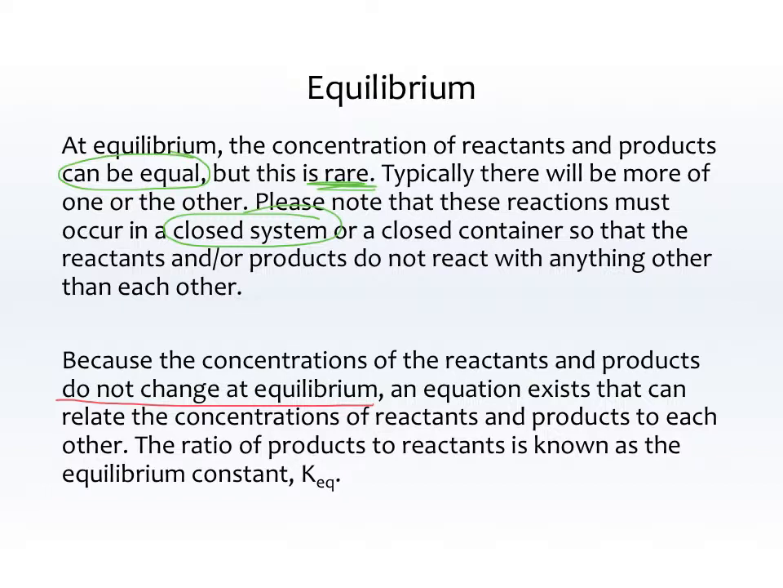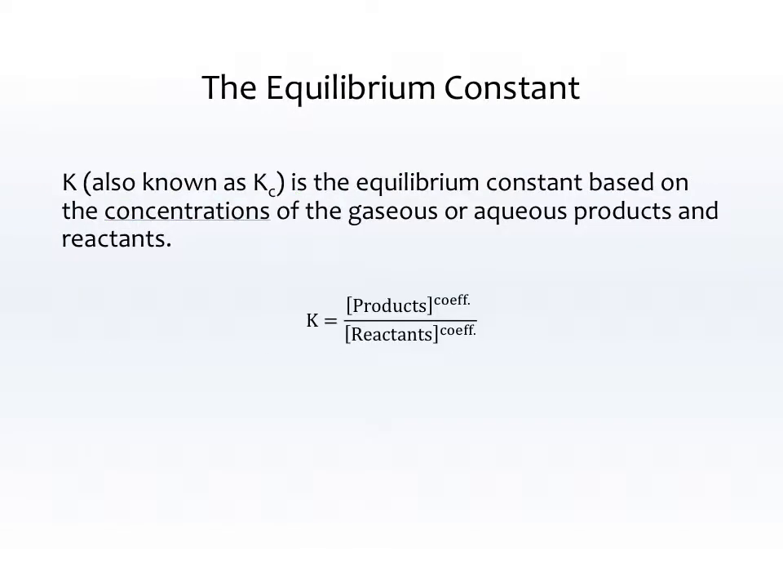The ratio of products to reactants is known as the equilibrium constant, or Keq, eq for equilibrium. Keq, the equilibrium constant, can actually be expressed in a couple of different ways. The first one we're going to be looking at is what we generally know as plain K, also known as Kc, the equilibrium constant based on concentrations. The c is for concentrations of the gaseous or aqueous products and reactants. So the formula is K is equal to the concentration of the products raised to the power of their coefficients divided by the concentration of reactants raised to the power of their coefficients.